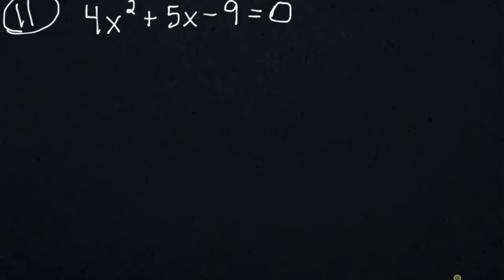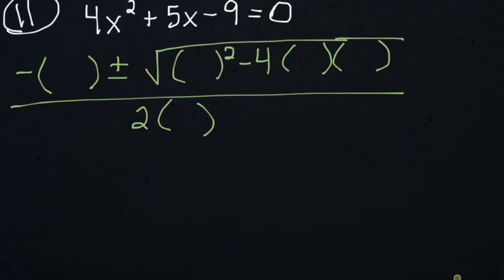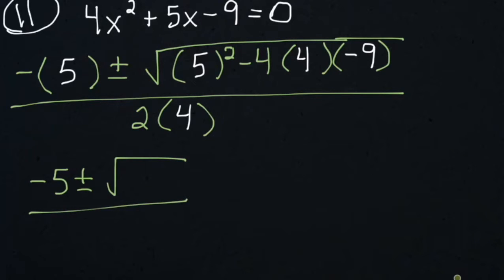Number 11. Is the equation equal to 0? Yes. Now label A, B, and C. A is in front of x squared, B is in front of x, C is the constant. Write out the equation. Now we can plug in our values. B is 5, A is 4, C is negative 9. Now simplify. Out front we have negative 5 plus minus. We have that square root. We're going to leave it alone.